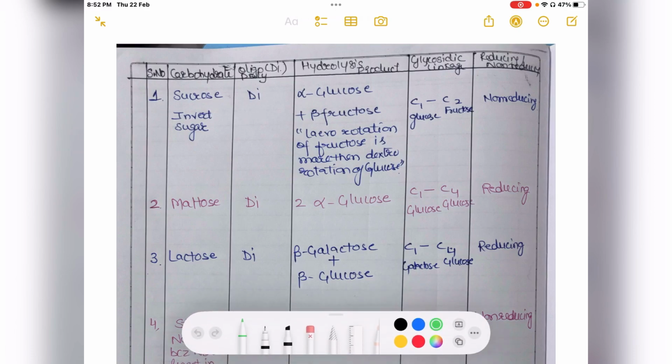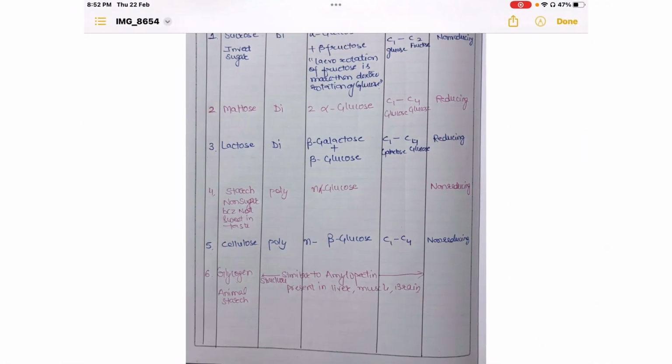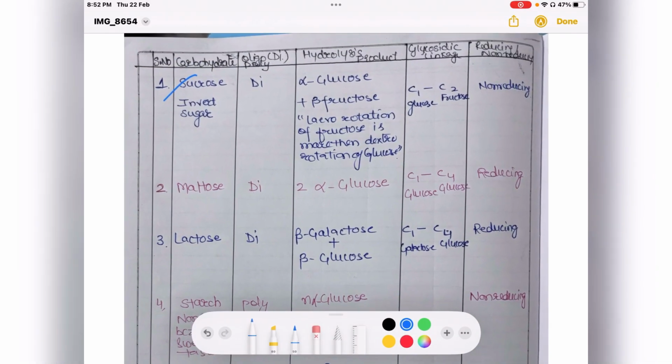Another category of question frequently asked from carbohydrates is the hydrolysis product, glycosidic linkage, and whether the resulting carbohydrate is a reducing sugar or a non-reducing sugar. So let's start with sucrose. It is an oligosaccharide, basically a disaccharide. On hydrolysis, it produces alpha glucose and beta fructose. Levo rotation of fructose is more than that of the dextrorotatory glucose. That's why it is also known as invert sugar. Inversion of configuration takes place on hydrolysis.